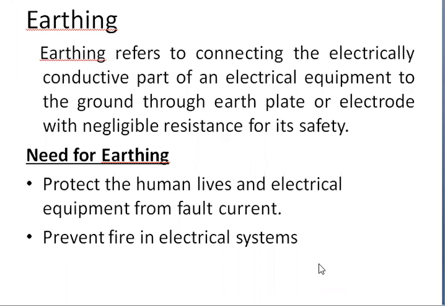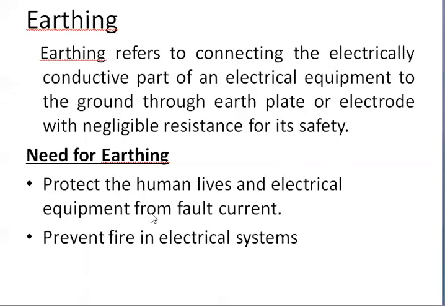So earthing refers to connecting the electrically conductive part of an electrical equipment to the ground through an earth plate or electrode with negligible resistance for its safety. That means, for the protection of the equipment, we have to provide earthing by using a ground plate or earth plate or electrode with negligible resistance. Why do we have to provide negligible resistance? If we have very little resistance, then high current will pass. The excess amount of current coming from the supply will pass through the electrode plate to the earth, so that we can protect our equipment.